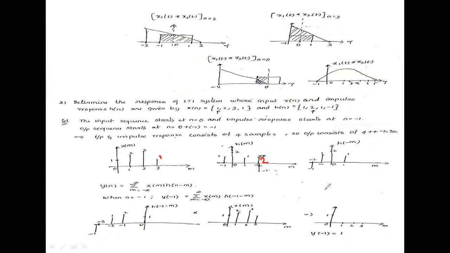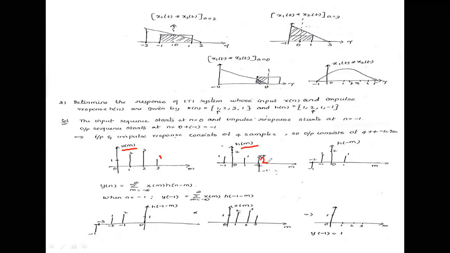First of all, what is the first step here? Keep x of n the same, and fold the h function, h of -m. The folding occurs at 0, my dear students. At 0, the value is 2. So what happens? Positive values go to the negative side, and negative values go to the positive side.